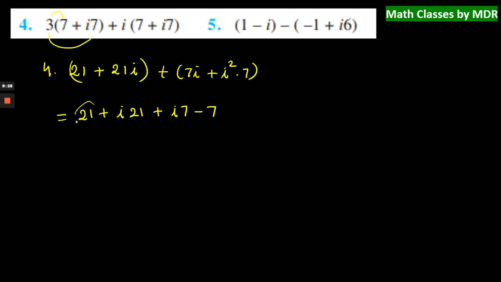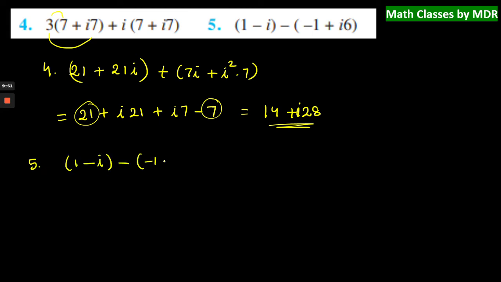So we can take the like terms, 21 minus 7, that is 14, plus 28i or i28. You can represent either form, no problem, right? This is the complex form of this number. Now let us see the fifth one, that is 1 minus i minus of minus 1 plus i6.